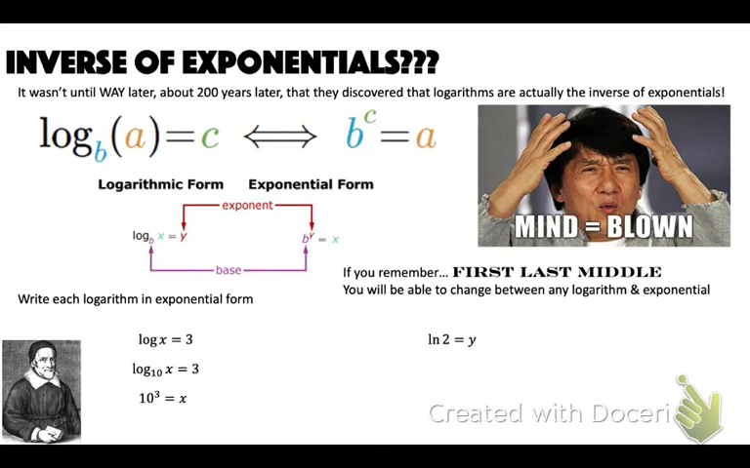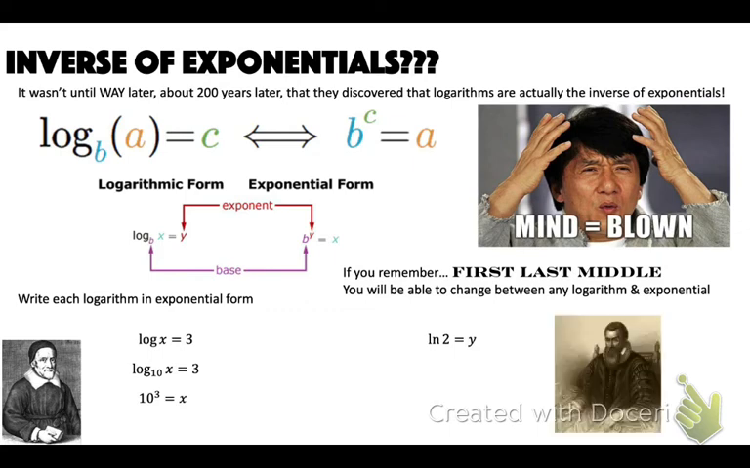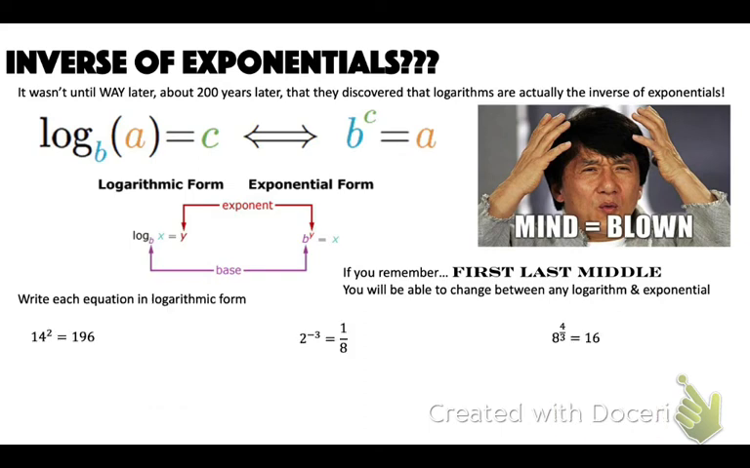For the ln of 2 equals y, well, this is going to be Napier, and that's going to be log base e of 2 equals y, because ln is the same as log base e, and then that's going to be e to the y power equals 2. Cool?